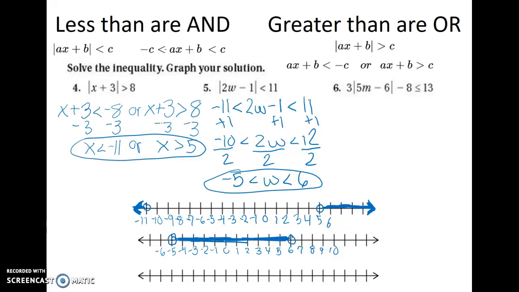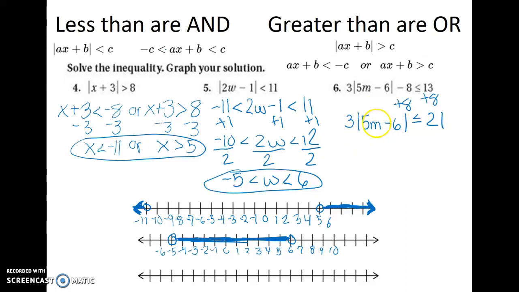Looking at number 6, this is a different scenario because it doesn't look like the other two. You don't have just the absolute value bar over here. So the first thing you need to do is make it look like something like this and just do a little equation solving before rewriting it into an and or an or statement. So the first thing I'm going to do is add 8 to both sides. So I have 3 times the quantity of 5m minus 6. And that is going to be less than or equal to 21.